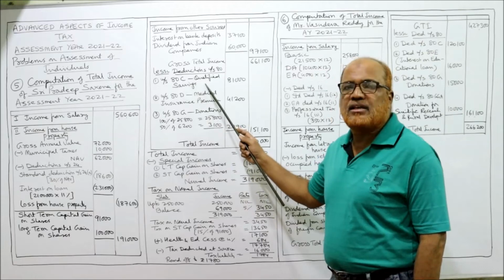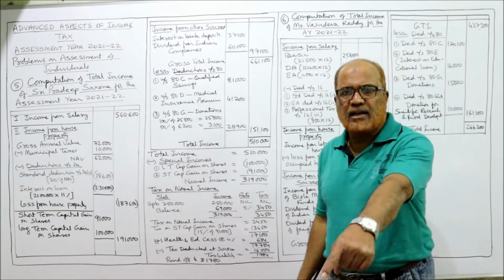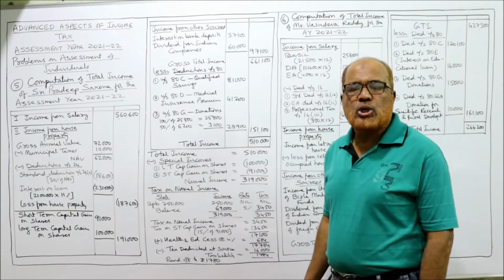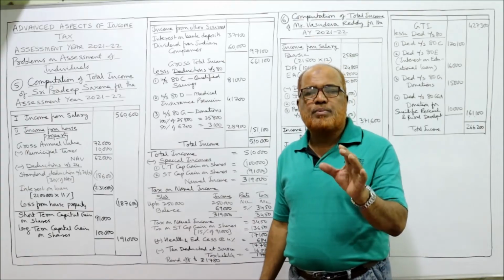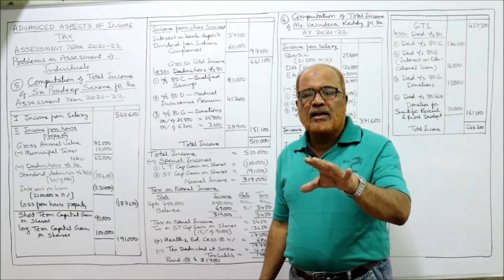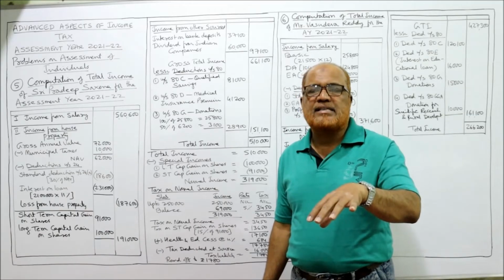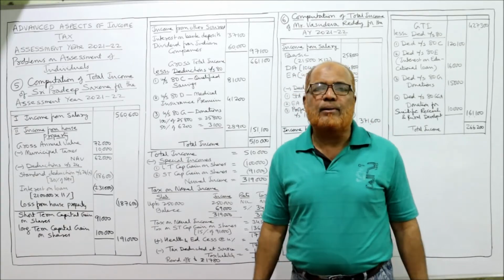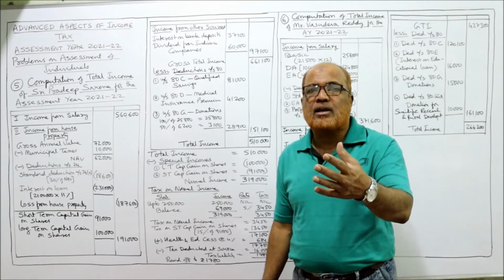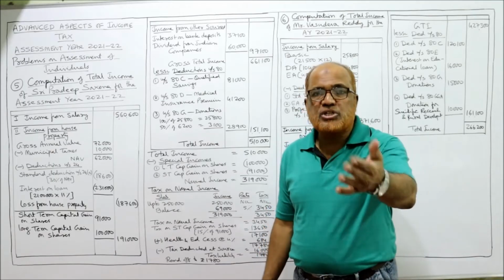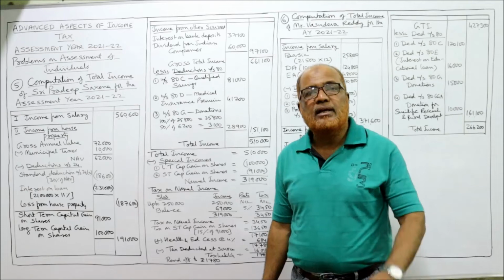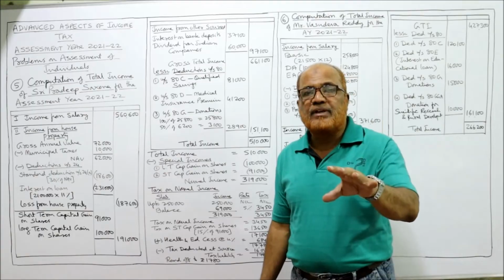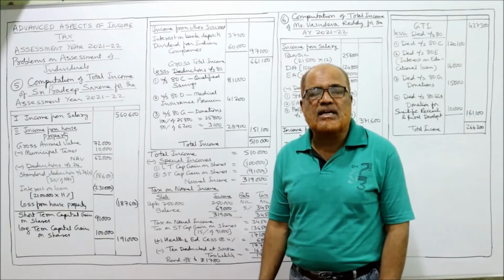First deduction under section 80C, qualified saving, 81,000, directly given in the problem. So 81,000 qualified saving. Then 80D, medical insurance premium. Regarding medical insurance premium, if the premium is paid on the life of self or spouse or dependent children, then up to 25,000 is the limit. If the policy is taken on the parents, then an additional 50,000 will be allowed.